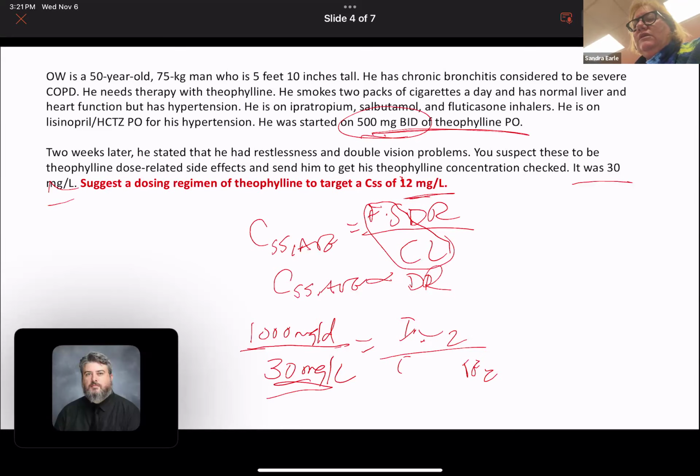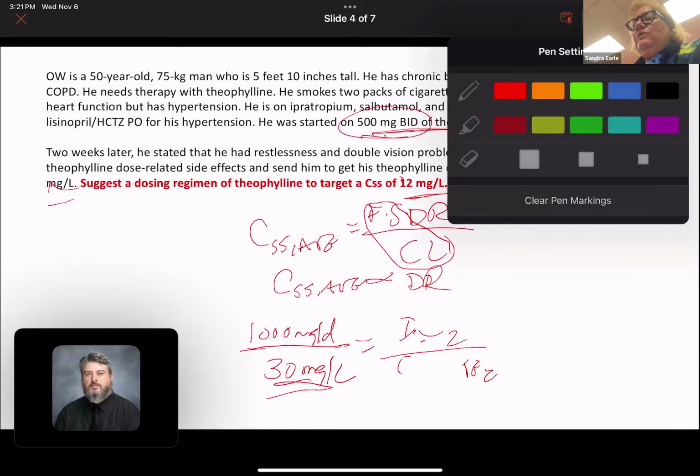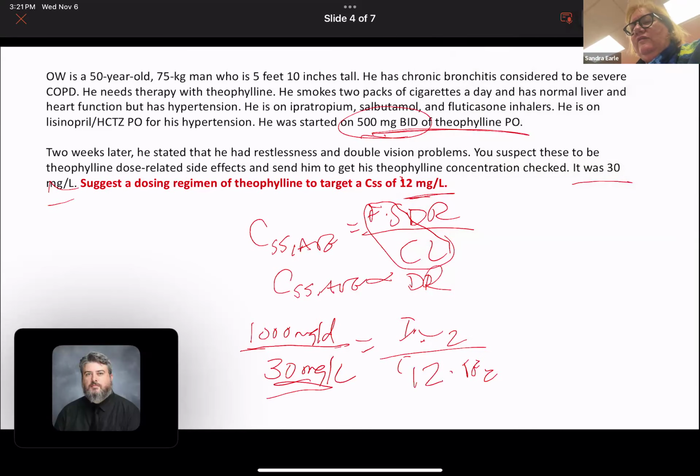Okay, what the resulting CSS average we want to be, which is 12 milligrams per liter, right? So we're just going to solve for dose rate 2. Does everybody follow what I did? So when we gave this much, we got this as our CSS average. So now we want to know what dose rate we need to give of theophylline to get this concentration at steady state. Is everybody good with that logic?